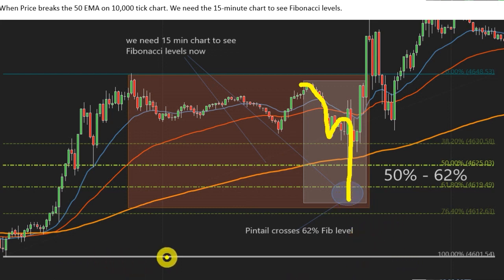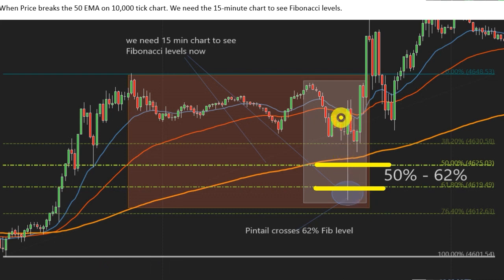In fact, we need to come to the 15-minute chart in order to see the Fibonacci levels, right? So when it spikes down, there's 50%, there's 62%. If we didn't come down this far out, we would not even know where Fibonacci was at, because that's how deep that pulled back, okay?